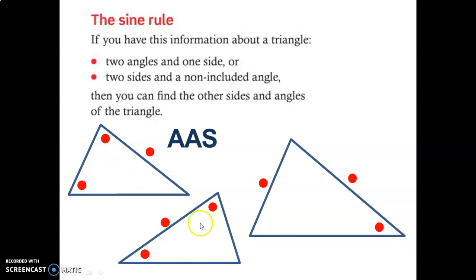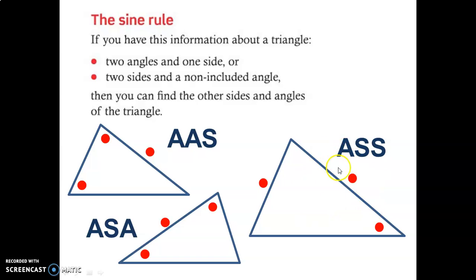Or this one here, what's this one called? Well, this one is angle, side, angle. We know an angle, a side, and an angle again. So if we have that kind of triangle, we can also use sine rule. Or if we're given this information, angle, side, side. All right, that kind of triangle, we can use the sine rule.